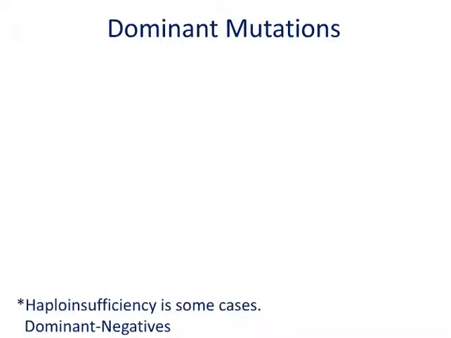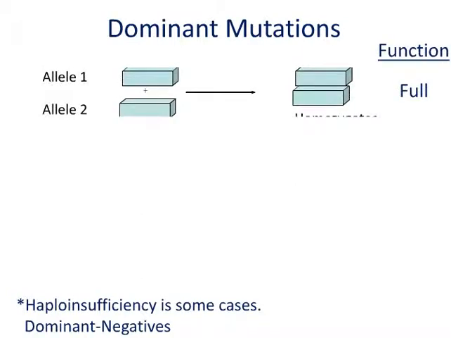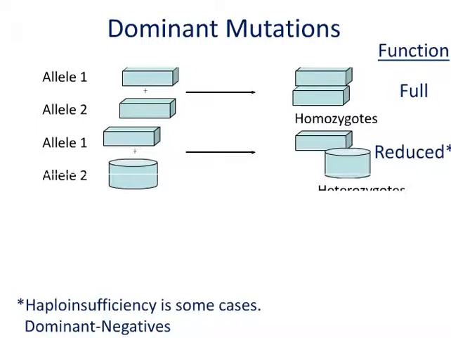Dominant mutations, on the other hand, typically occur in genes coding for proteins that form multimeric structures in order to produce their effects. In the heterozygous situation, the production of wild-type protein from the one good allele is not enough to produce a normal phenotype. This is referred to as haploinsufficiency.